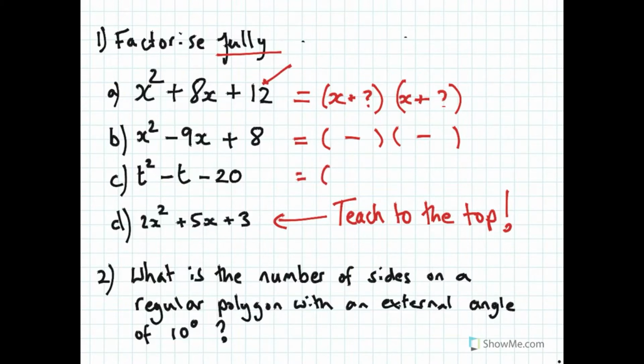This one here, question part C. This time in green we've got a minus here. Now for that to be a minus we must have a mixture of a plus and a minus in our brackets. So you're thinking of a positive number and a negative number that multiply to make minus 20 and add to make minus 1.